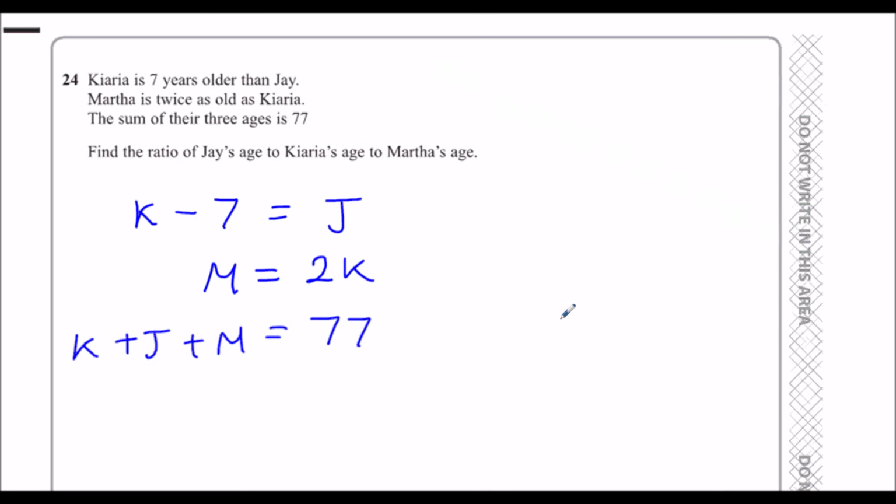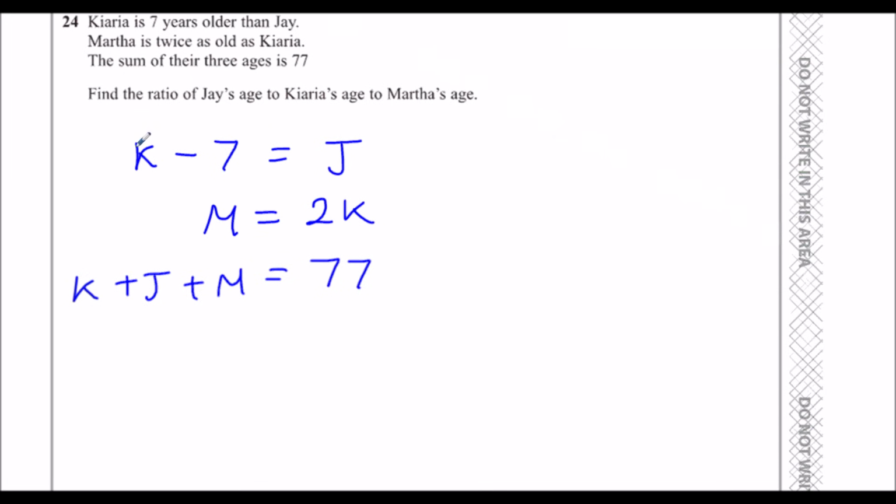So we're going to work out what their ages are now. If we change J into K minus 7, and we'll change M into 2K, then we should be able to work out K's age. So K plus, instead of J, I'm writing K minus 7 now. And instead of M, I'm writing 2K.